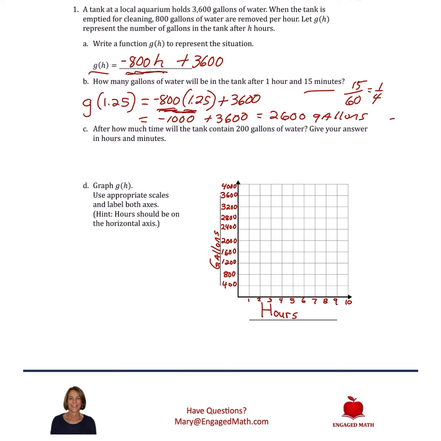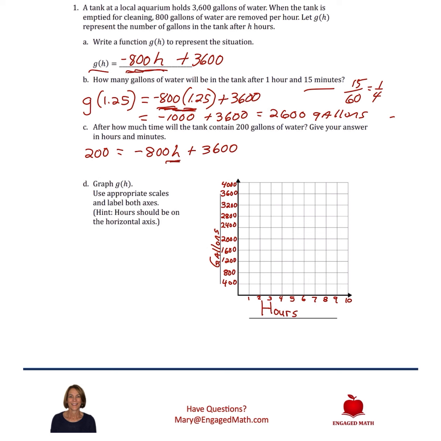All right, so now we're going the opposite way because now we're being told that we have 200 gallons, and we're trying to solve for what H is, how many hours have passed. So we use the same function that we did in part A, but this time we're solving for H, not for the number of gallons left. So I think the easiest thing to do is to subtract 3,600 from both sides, which is going to give us a negative 3,400 equals negative 800H.